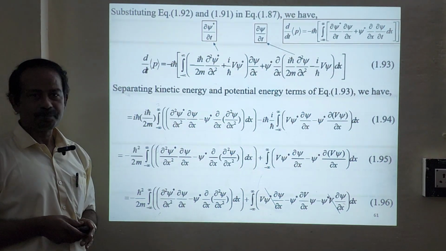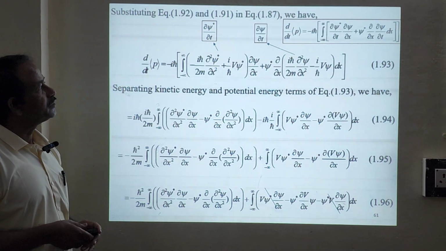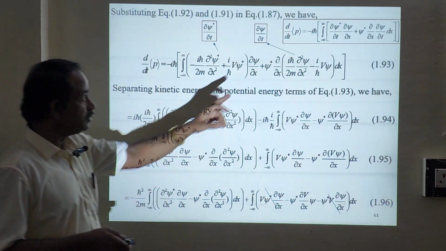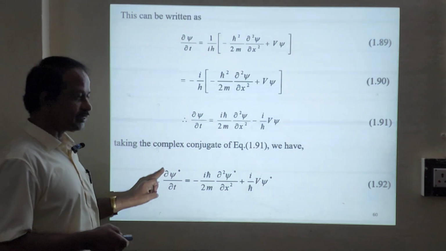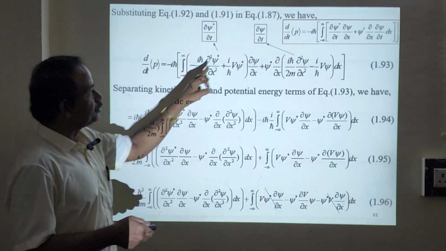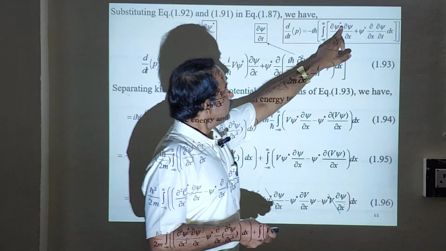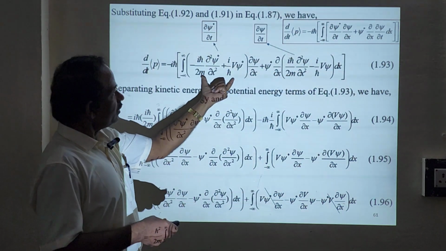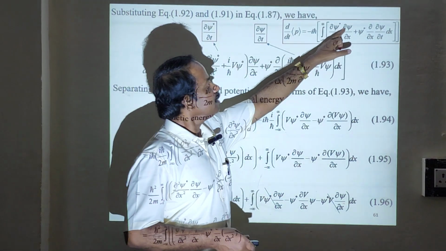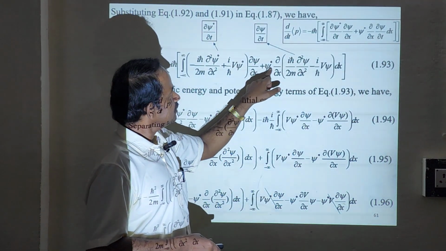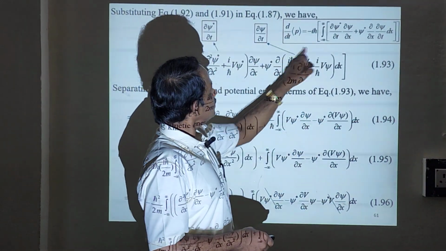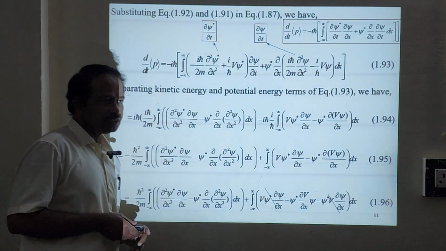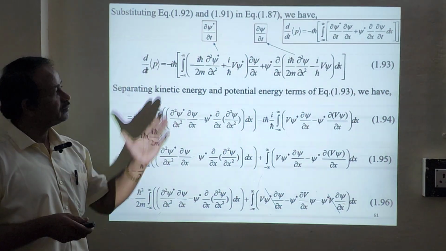Is it okay? This is the equation. We already got the expressions for d psi by dt and d psi star by dt. You substitute. d psi star by dt is given by this expression, your d psi by dx is here, plus psi star, d by dx is here, and this expression is for d psi by dt. So substitute.